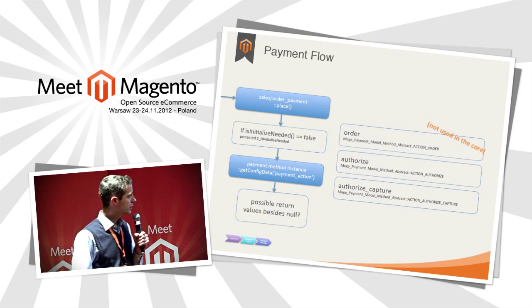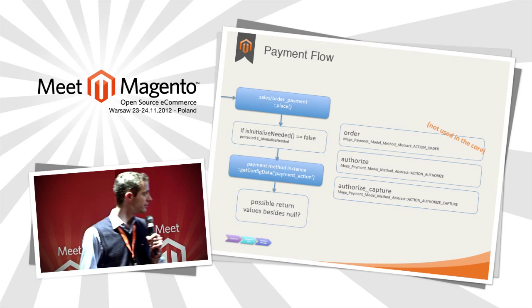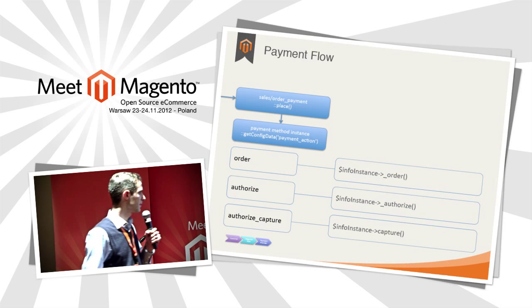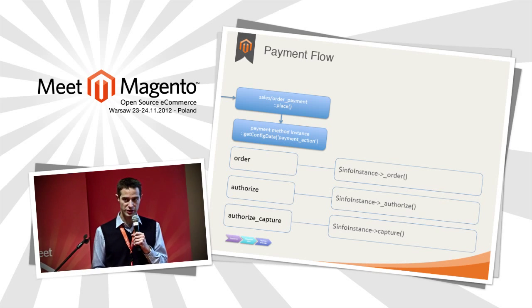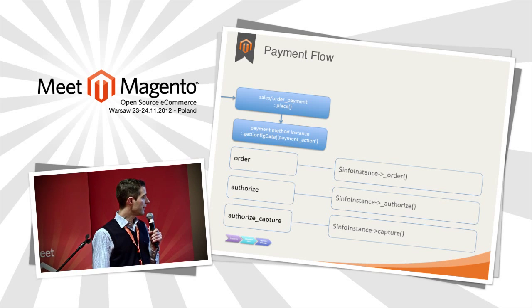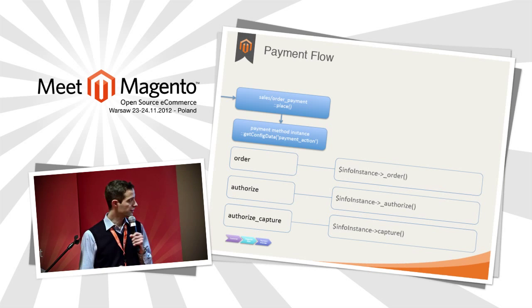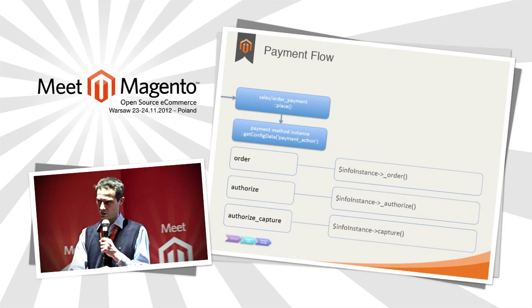Well, I can set it to order, authorize, or authorize capture. Sound familiar? Now, order isn't actually used in the core currently, but it's still valid. So whenever order is specified as a payment action, what happens is it calls order on the payment info instance, right? So once it's order, authorize calls authorize, and authorize capture calls capture. So that's the next steps of the flow.